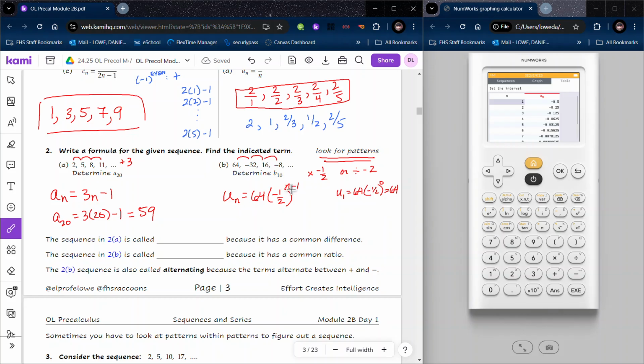So I have that power of n minus 1 initially, and then if I'm looking for u sub 10, then that is going to be 64 times -1/2 to the 9th power, which would give me -64 all over 512. That would be my 10th term in this sequence. Do I need to simplify it? No, I do not. How did I get 512?